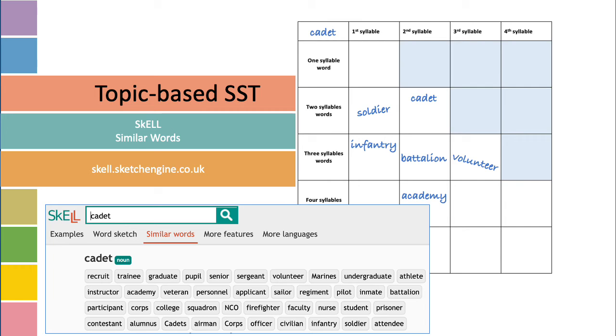Each search will deliver its own set of similar words. This is a great source of related words that teachers can use in their lesson preparation. The follow-up task is for the students to find other military words in the Skell list and write them into the SST. In this task, the teacher is not modelling the pronunciation, so the students' mental processes are different.